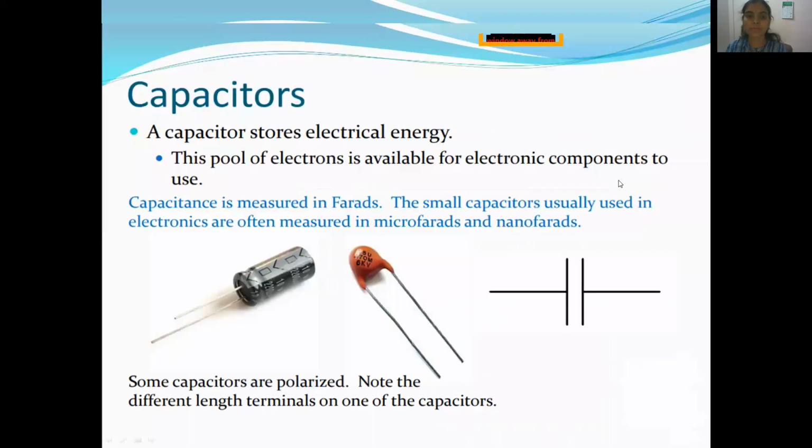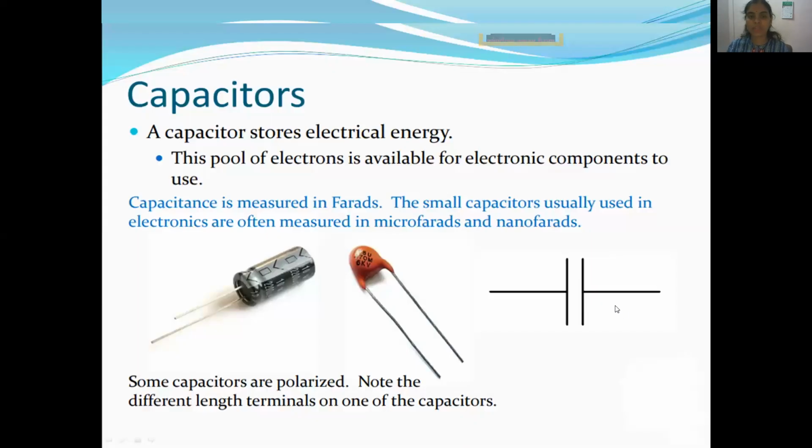Now next is a capacitor. Capacitors store electric energy. This pool of electrons is available for electronic components to use. Capacitance is measured in farad. The small capacitors usually used in electronics are often measured in microfarad and nanofarad.